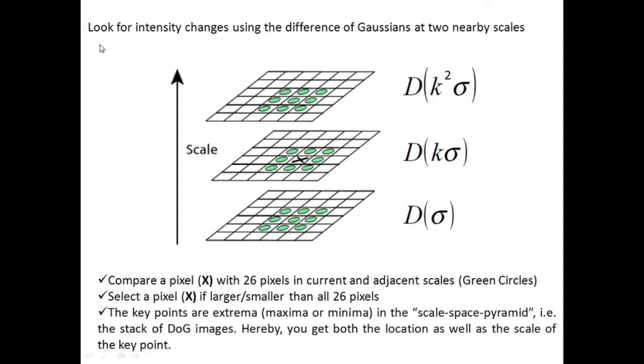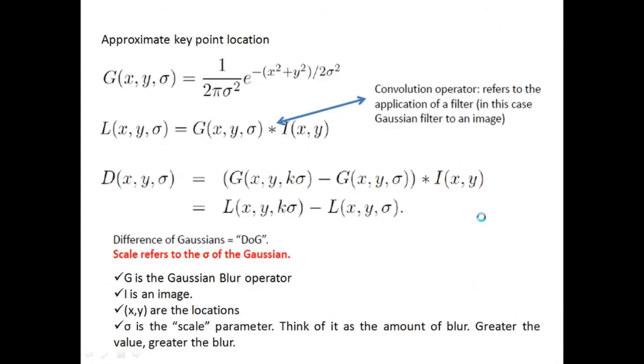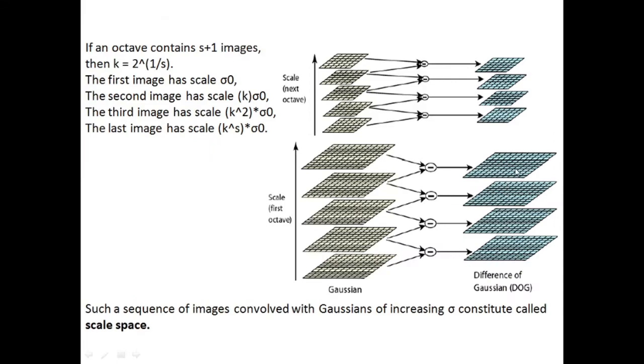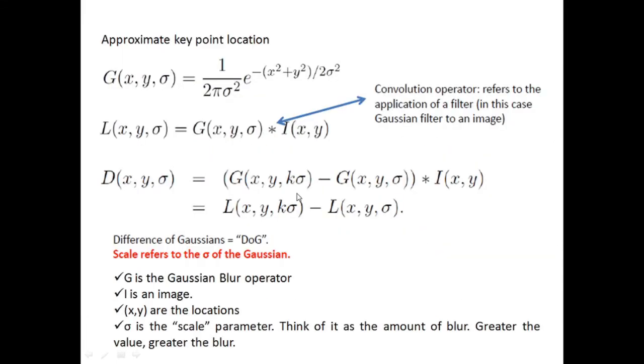So finally I have to look for intensity changes using the DOG at two nearby scales. So this is one scale, right? This is D of sigma, this is D of k sigma, this is D of k square sigma. So I have to find the intensity changes using the difference of Gaussians at two nearby scales. So this one is obtained by this one. Okay, this is the difference of Gaussian.